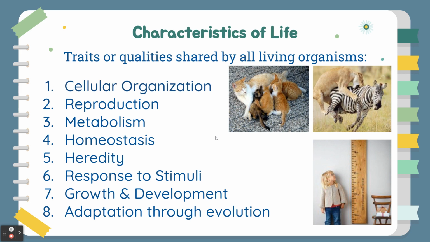These genetic traits are examples of heredity. Number 6, response to stimuli. This refers to how living things respond to their environment. Have you ever seen a plant growing towards a window? This is known as phototropism. We're going to talk about that later in the year. And the plants are actively growing towards sources of light in order to undergo photosynthesis better. All living things respond to their external environment.